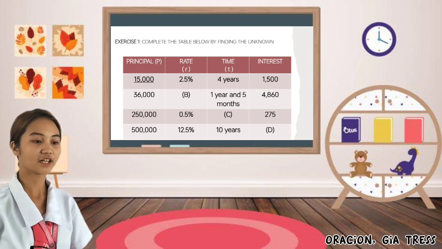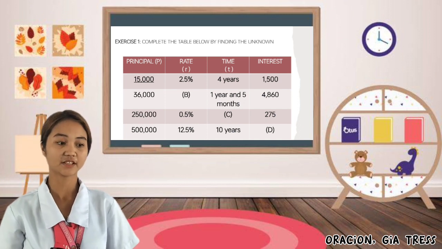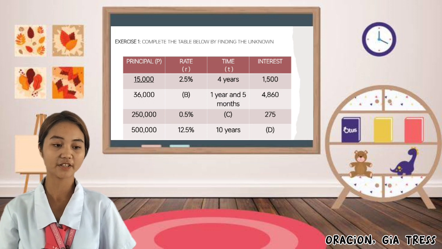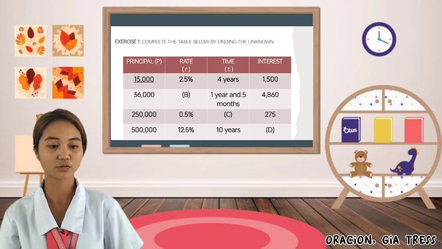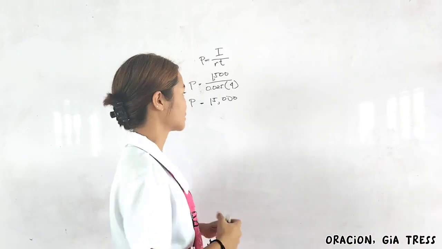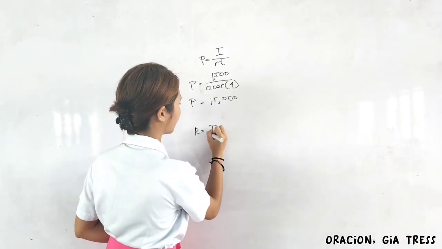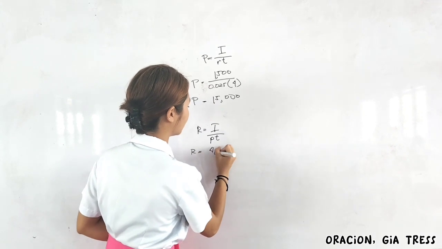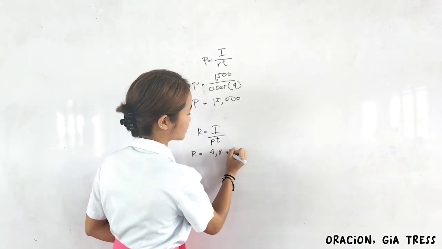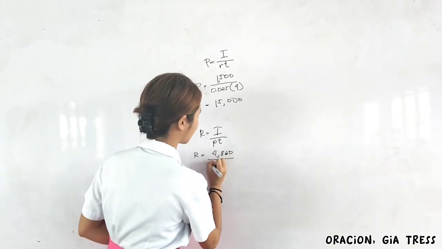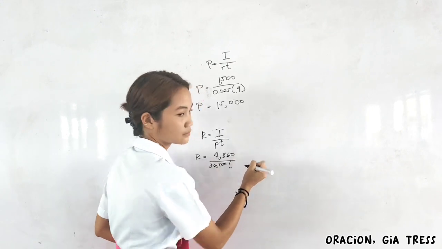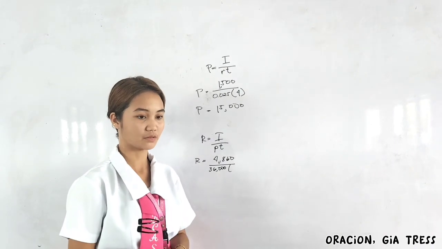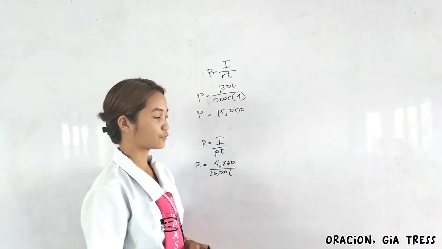Next, in the second problem, we are looking for the rate. The principal is 36,000, time is 1 year and 5 months, and interest is 4,860. The formula is rate equals I divided by P times N. The interest is 4,860 divided by 36,000. Our time is 1 year and 5 months, so we divide the 5 months by 12 months, which is 0.42, so 1.42.